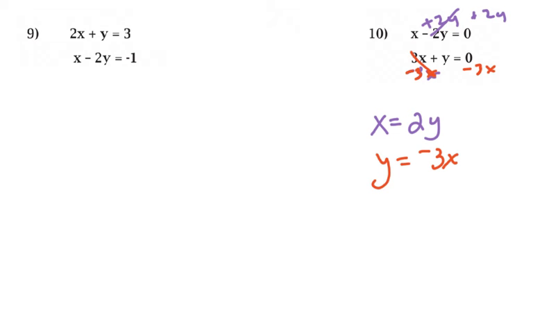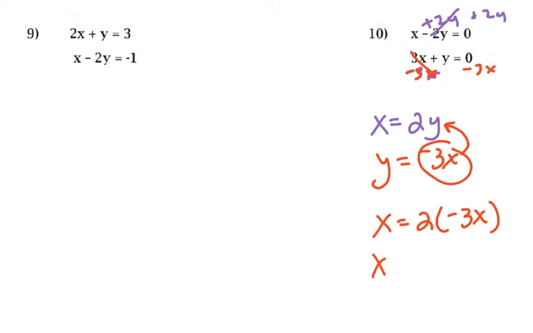So what I would do then is I could either take this and plug it in for x, or I could take this and plug it in for y. I'm not going to do both because I still have an x and a y. It doesn't matter which one, so I'll just do the one I have written down right there. So I've got x equals negative 2 times negative 3x. So x equals negative 6x.